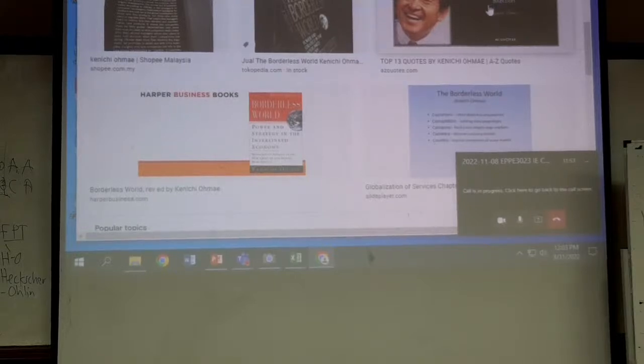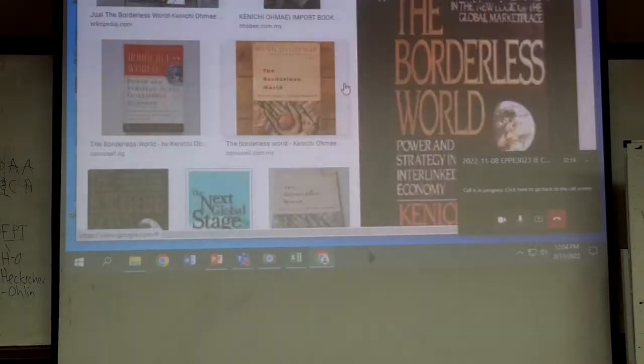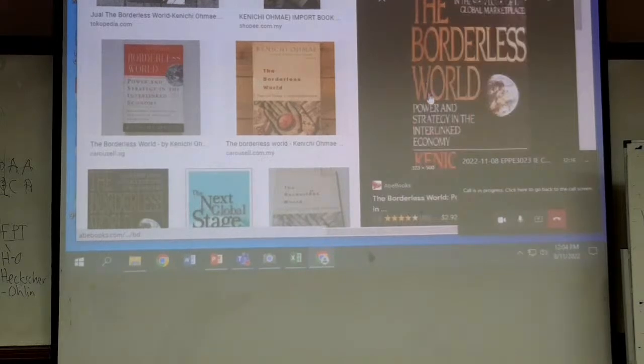So he became the chief of McKinsey, an American consulting firm, a management consulting firm, McKinsey Japan. Of course, McKinsey is an American company. So he wrote this book, The Borderless World. This is the book in my room: Power and Strategy in an Interlinked Economy.